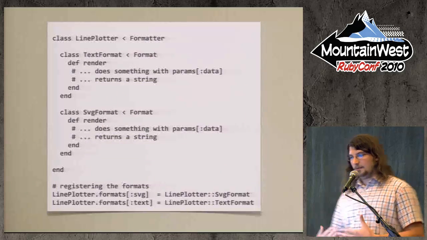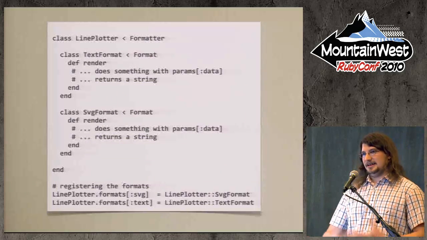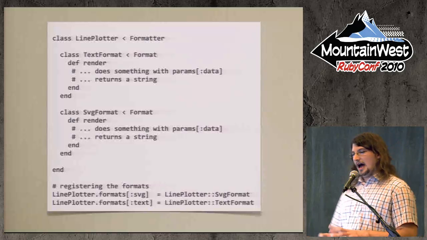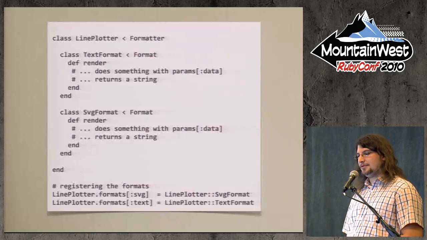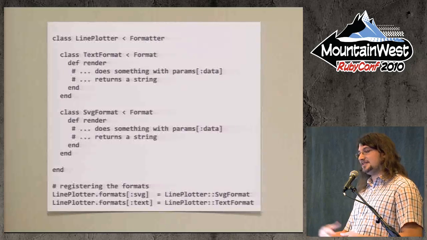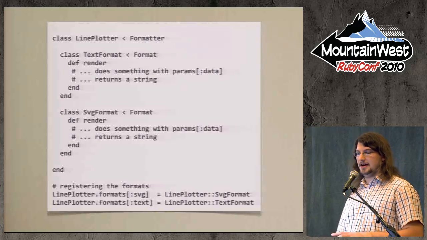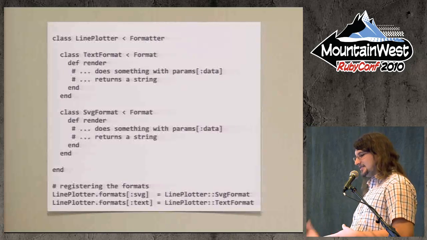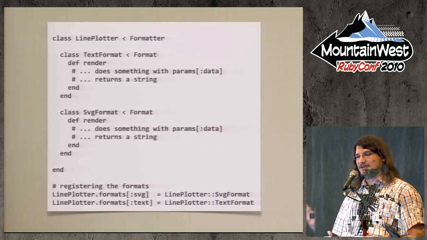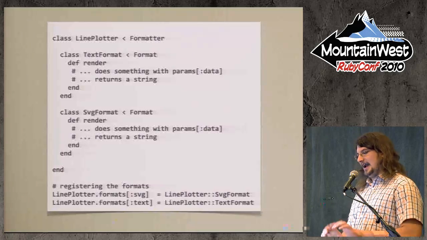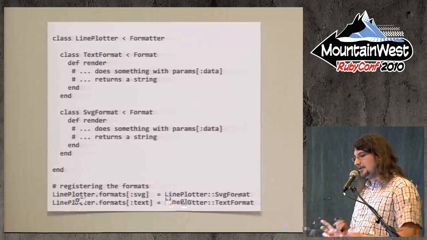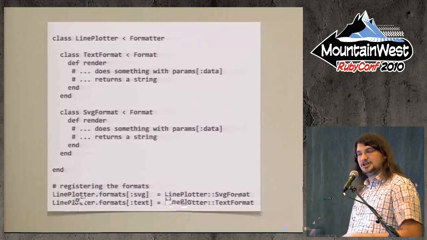So starting with a sort of modern outlook, I was thinking, okay, I could have a line plotter class, and it could be a subclass of a formatter that provides some things for me, and a text format class, which is a subclass of a format that provides some things for me. And then each of these is going to have some render methods, and all they do is something with the parameters being passed in and return a string.